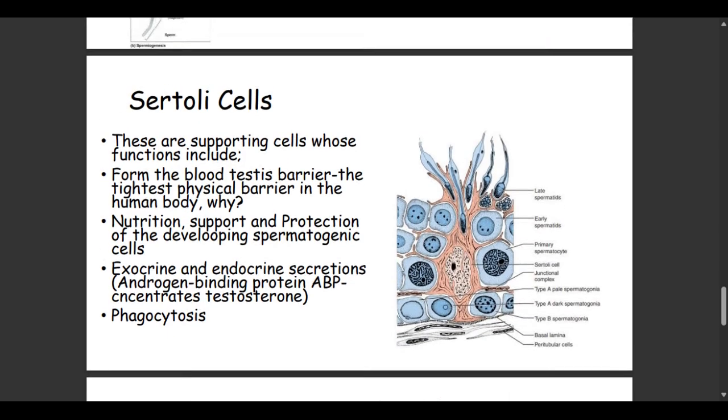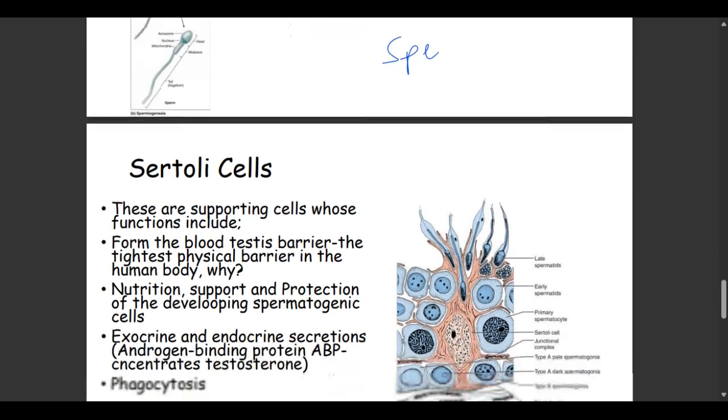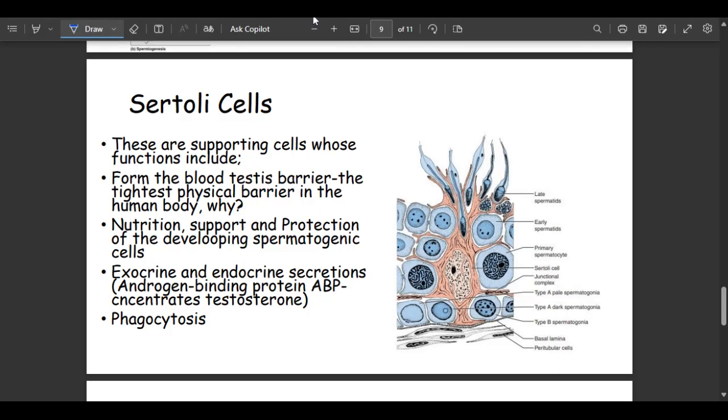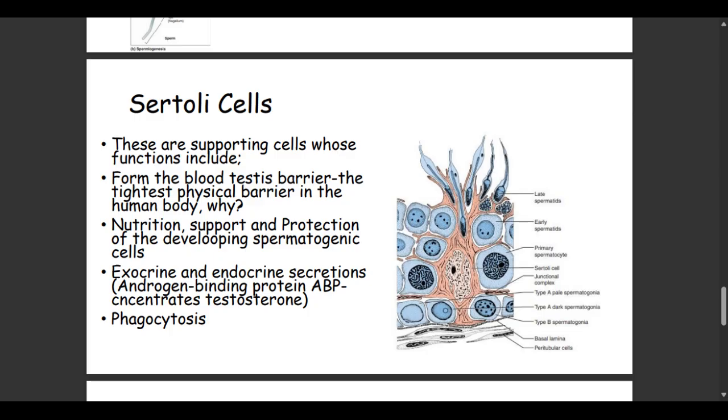The Sertoli cells that actually digest the excess cytoplasm are supporting cells whose functions include forming the blood testis barrier, which is the tightest physical barrier in the human body. Why is that so? It is basically because it is responsible for protecting against autoimmune attacks, protecting the cells against attacks by the immune system.